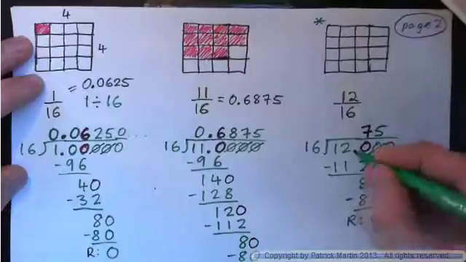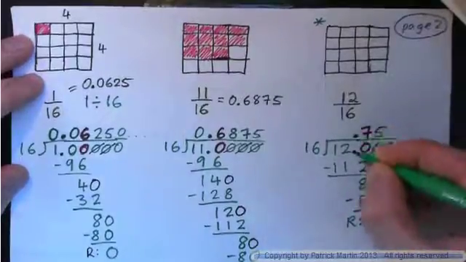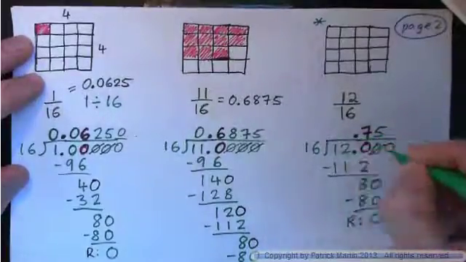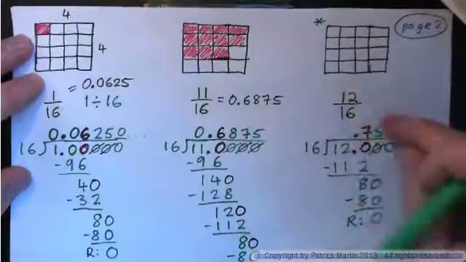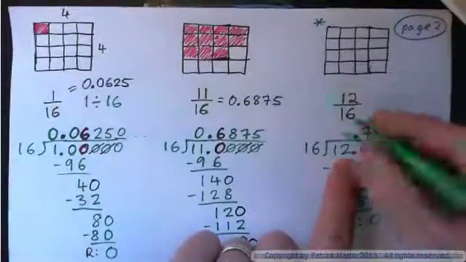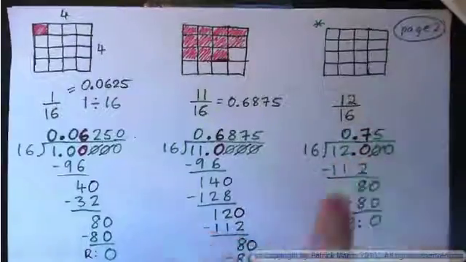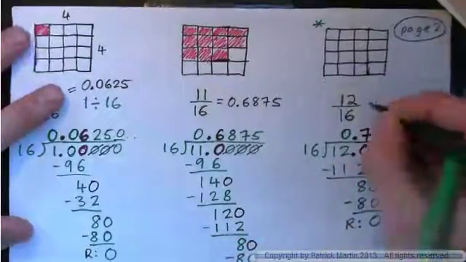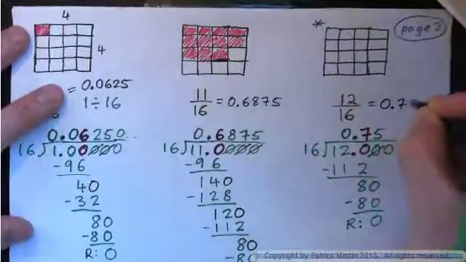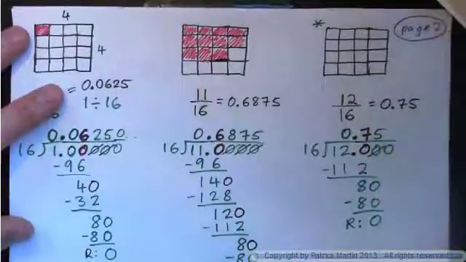Where do you put the decimal point in the answer? It has to go right above the decimal point in the dividend here. And of course you could think of it this way: 16 into 12 goes 0 times, and the decimal point goes up here. So 0.75 is the answer, or 75 cents.